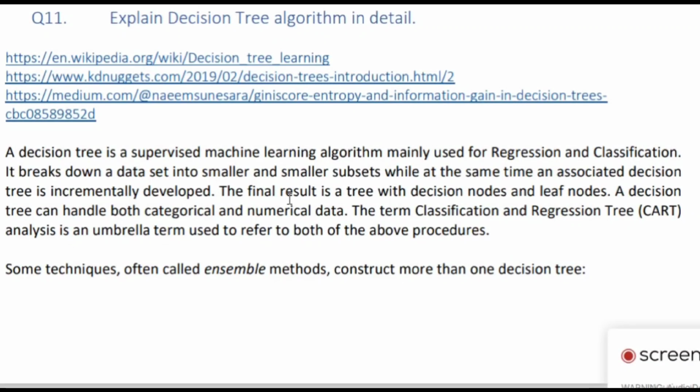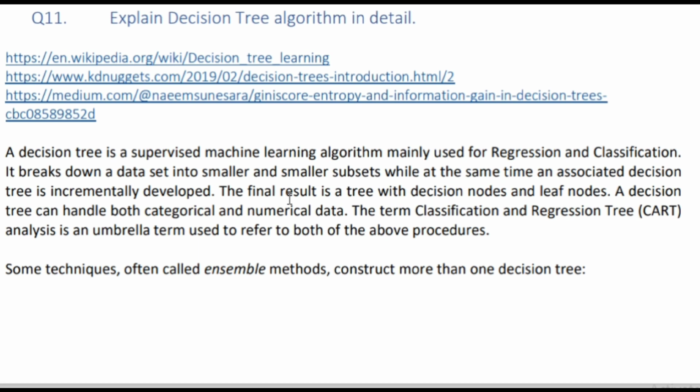Explain decision tree algorithm in detail. Question number 11. A decision tree is a supervised machine learning algorithm mainly used for regression and classification. It breaks down a data set into smaller and smaller subsets while at the same time an associated decision tree is incrementally developed. The final result is a tree with decision nodes and leaf nodes.